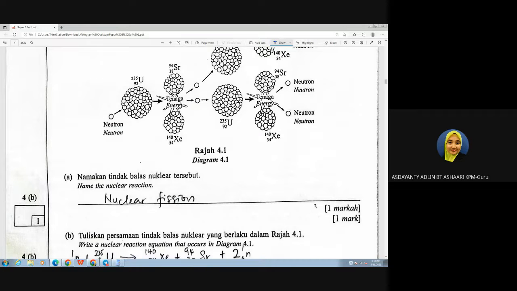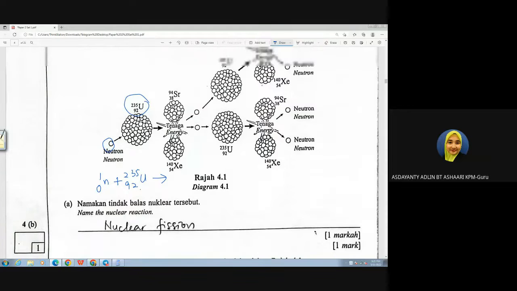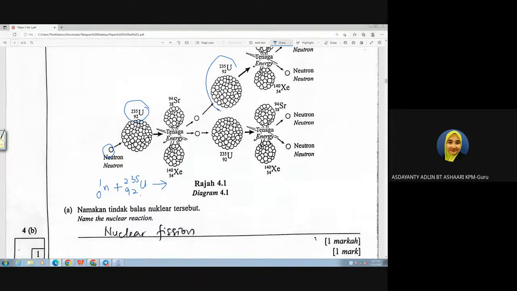Now, we write a nuclear reaction equation. So nuclear reaction equation. Neutron. So one neutron. Neutron 1, 0, n. This is one neutron only. Okay, plus with, ni before dia split. Plus with what? Ni lah, copy ni. 235, 92 uranium. Okay, lepas tu dia dah split. Okay, split dia jadi apa? You can see, ni kita ada nampak ni.